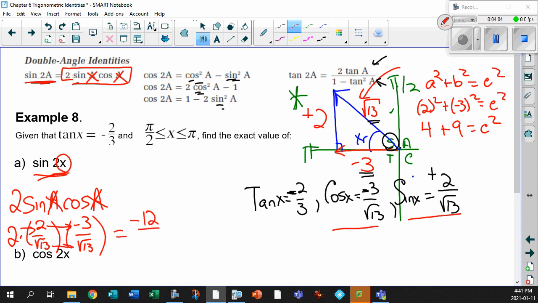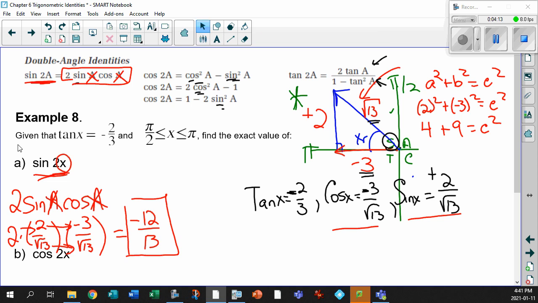Root 13 times root 13, of course, is just plain old 13. There's your first answer. Wow, that was just way too easy. Okay, perfect. Let's go to the next one.